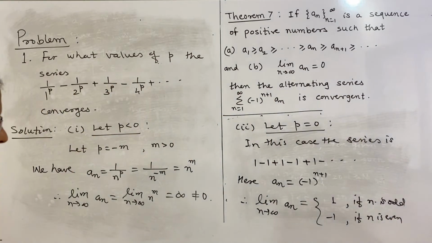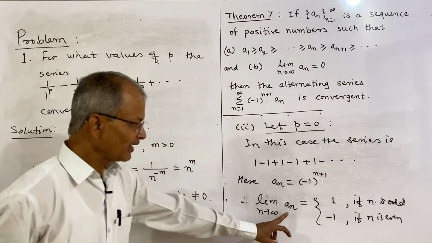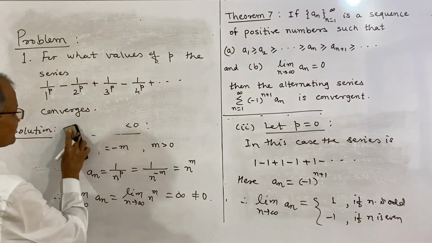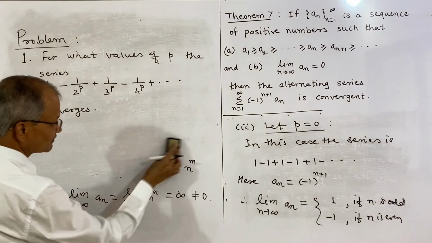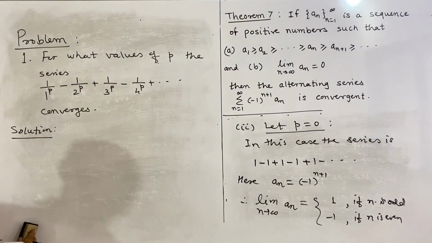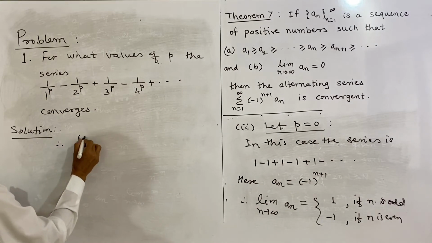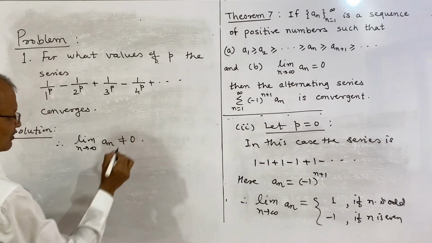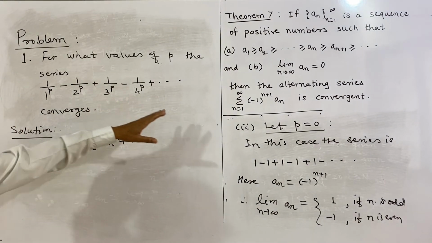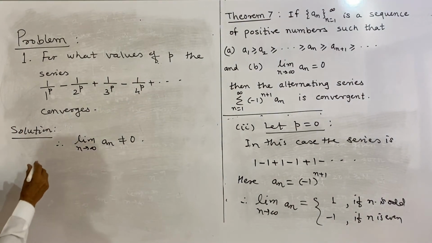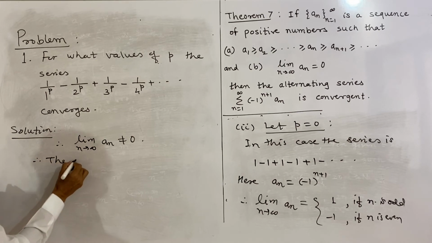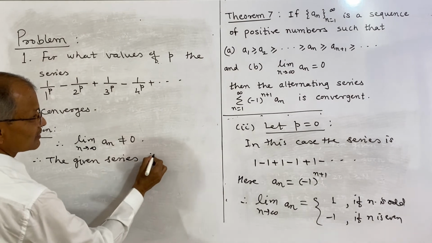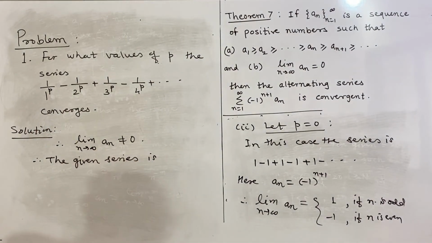So this is the case, and that means certainly the limit of a_n is not 0, and therefore the limit as n tends to infinity of a_n is not equal to 0, and therefore the series is not convergent. Therefore the given series is not convergent.